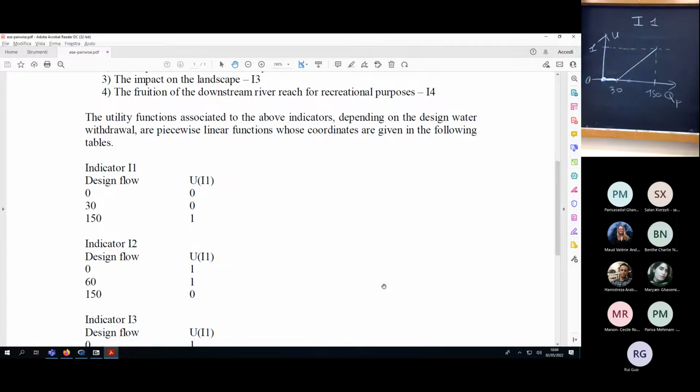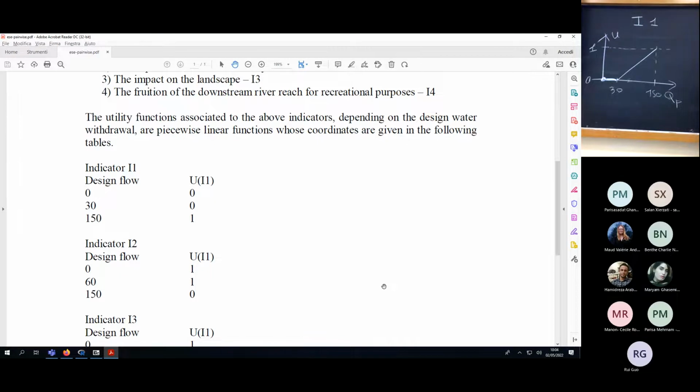additional utility. And this may happen, for instance, if you want to get water for irrigation, once that you cover the crop water requirements, then even if you get additional water, you don't use it. But if you get additional water, then it may happen that you have an increase of the cost. So basically, you don't have an increase of utility if your design flow exceeds 150. So through an economic analysis, you understand these details.